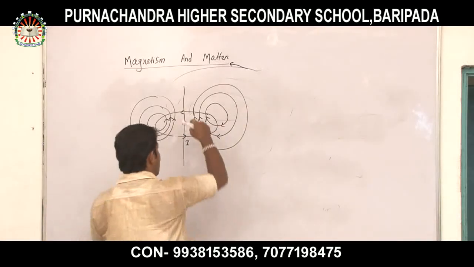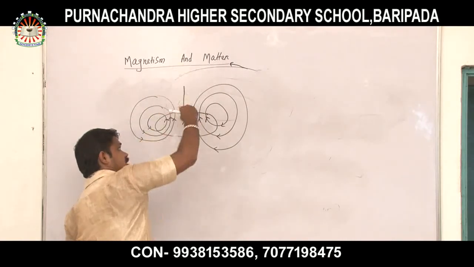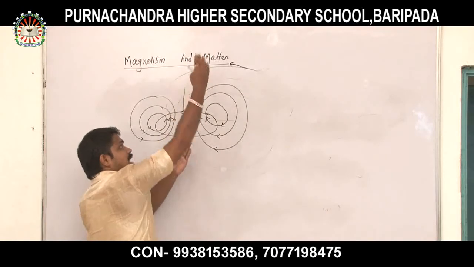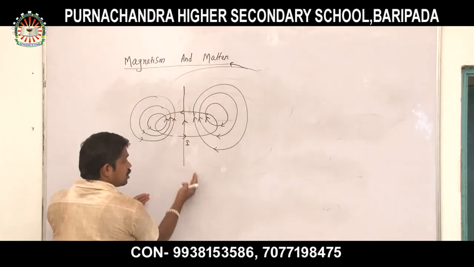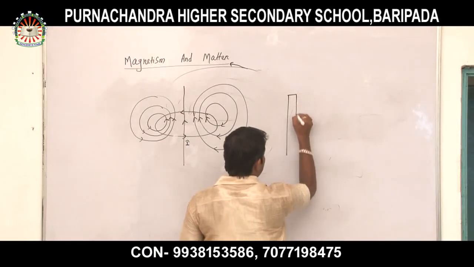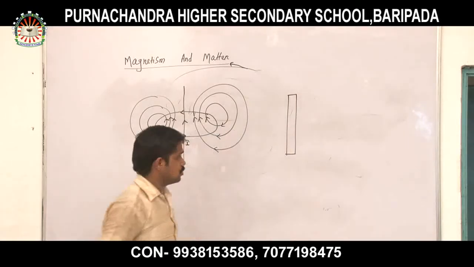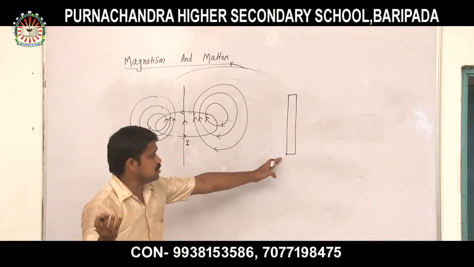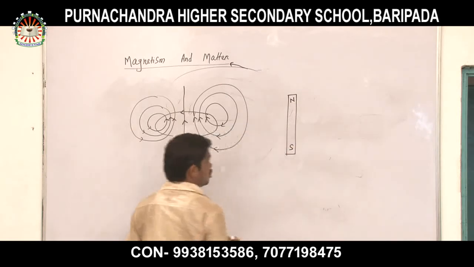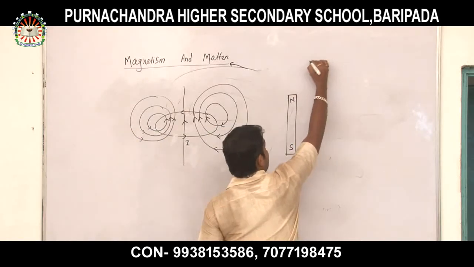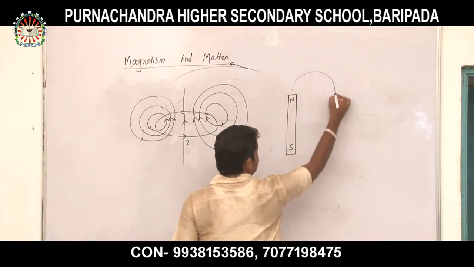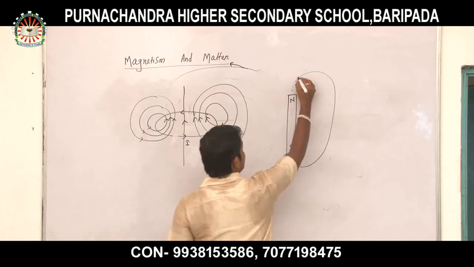Looking from the upper end, the magnetic field lines are emerging out, and at the lower end they are emerging in. So this loop behaves just like a bar magnet. Very simple, because we know that in a bar magnet, the field lines emerge out from the north pole and go in at the south pole.